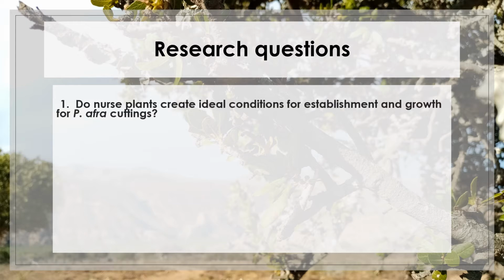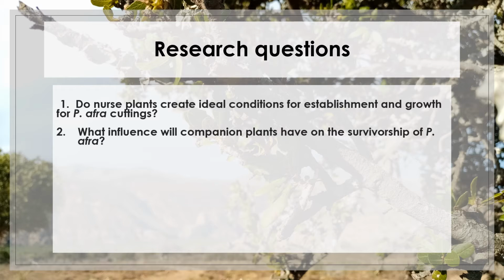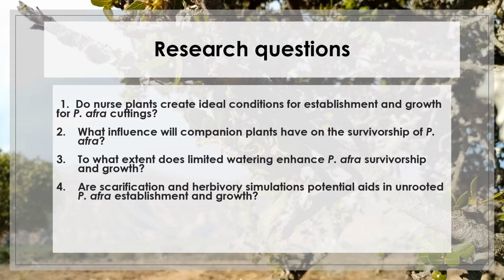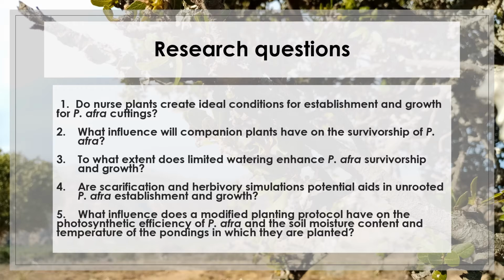Firstly, do nurse plants create ideal conditions for the establishment and growth of spekboom cuttings? What influence will companion plants have on the survivorship of spekboom? To what extent does limited watering enhance survivorship of spekboom as well as its growth? Are scarification and herbivory simulations potential aids for unrooted truncheons in terms of establishment and growth? And what influence does a modified planting protocol have on the photosynthetic efficiency of Portulacaria afra and the soil moisture content and temperature of the pondings in which they are planted?